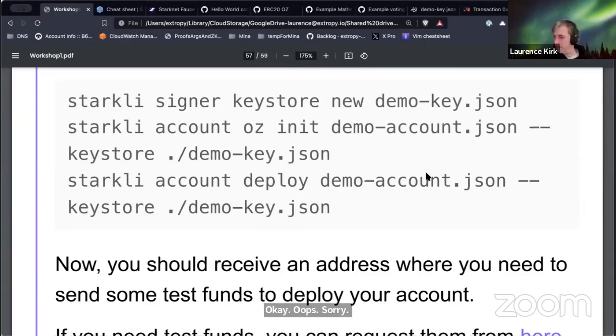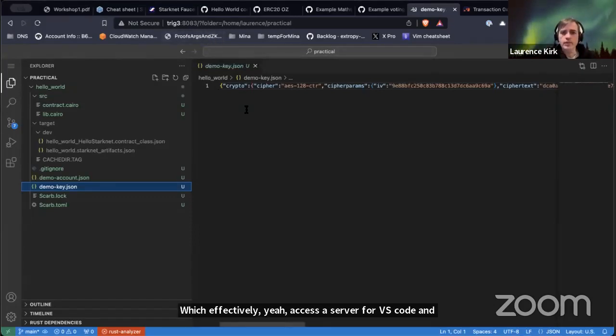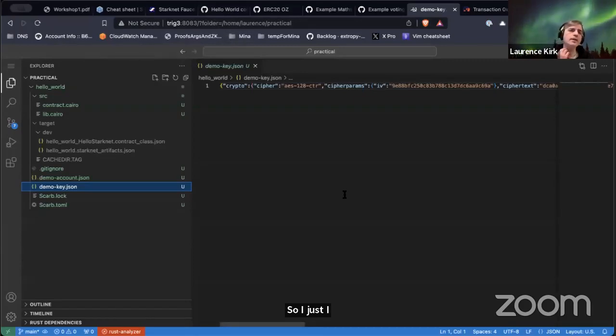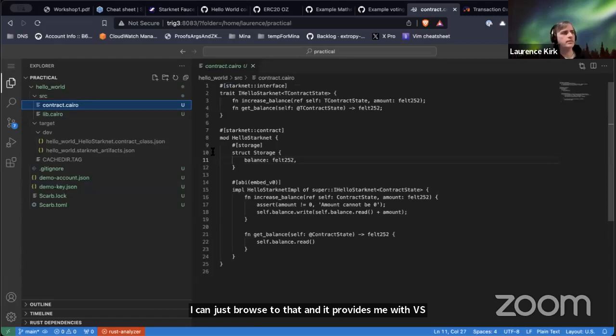So there's a question about this code. What I did was I've got a code server running, which acts as a server for VS Code and then provides a front end. I can just browse to that, and it provides me with VS Code. It's similar to what you get on GitHub with Workspaces.